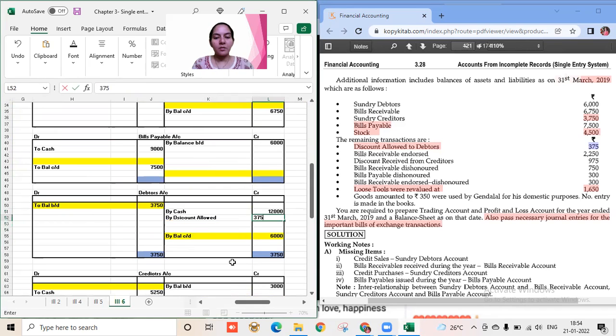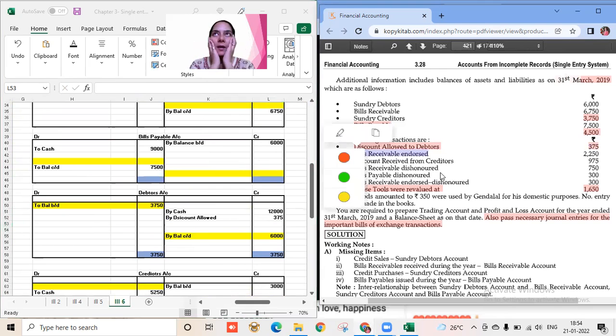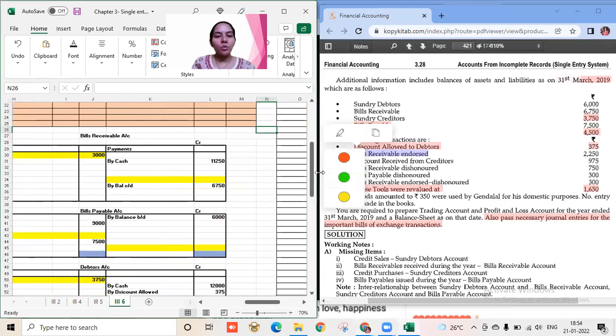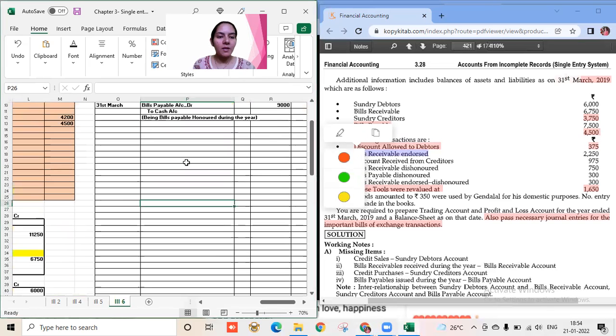375. Here the journal entry is discount allowed to debtors. Next, bills receivable endorsed. Now, endorsed, go back. Have we written the entry for the endorsement? If not, we are going to write it over here. Anyway, when we do the endorsement, we have to pass the entry here. So let's come to the journal entry format.